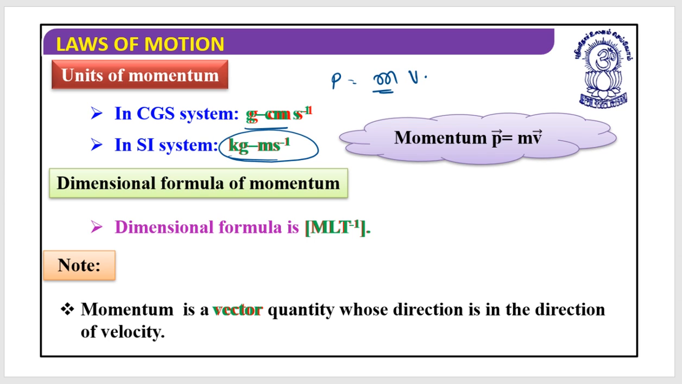If I want to derive the dimensional formula of momentum, P equals m into v. The unit of mass is kg, the unit of velocity is meter per second. So the dimensional formula of momentum is M^1 L^1 T^-1. Momentum is a vector quantity whose direction is in the direction of velocity. So direction of momentum and direction of velocity would be the same. I hope these things are clear.